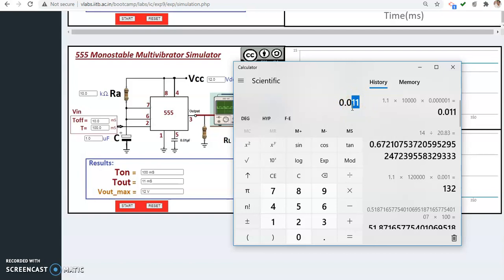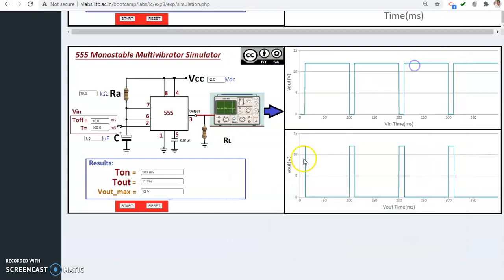11 millisecond means what? The LED glows. See that one, here the LED is glowing. Then the LED is off. So how long does the LED glow? Around 11 milliseconds. So here is the output.